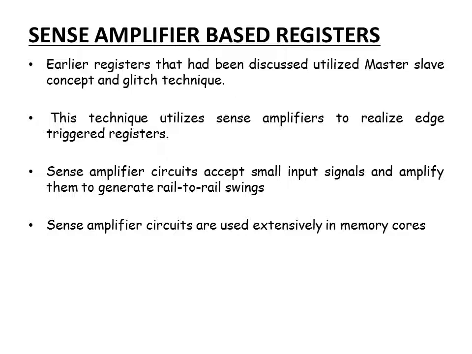The sense amplifier circuits accept small input signals and amplify these input signals to generate rail to rail swings. That is, you can either get the output as 0 or you can get the output as 1 or high. Sense amplifier circuits are extensively used in memory cores where the difference between the input signals is a very small signal.